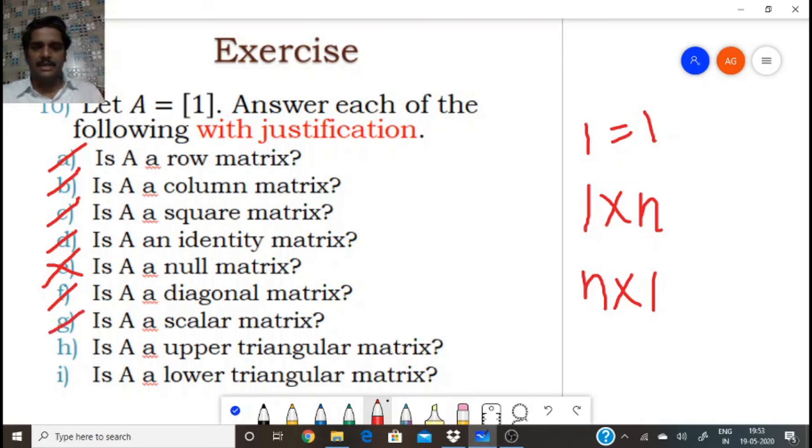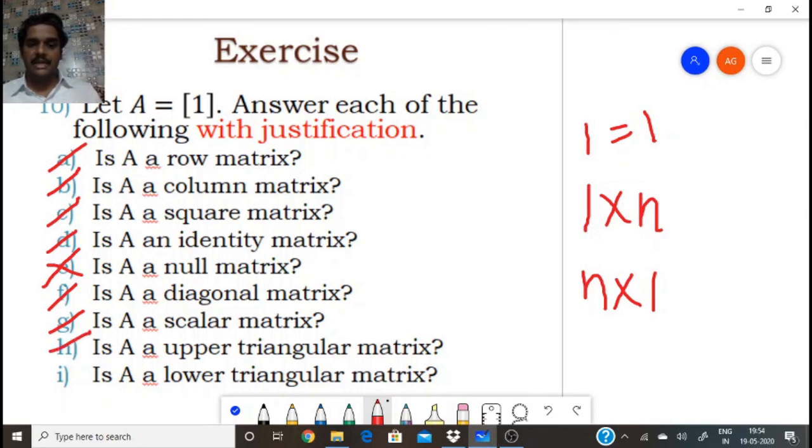Is A an upper triangular matrix? What was an upper triangular matrix? A matrix in which elements below the diagonal are 0. If we compare that definition with our case, we have just one entry, that's a diagonal entry. There is nothing below the diagonal. So we need not worry about 0 below the diagonal. So yes, definition satisfied. Your A is an upper triangular matrix.